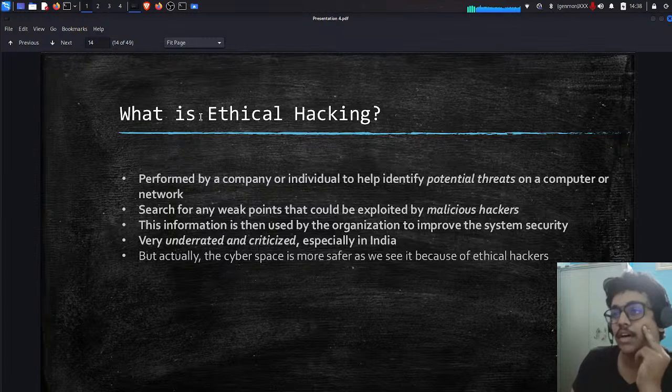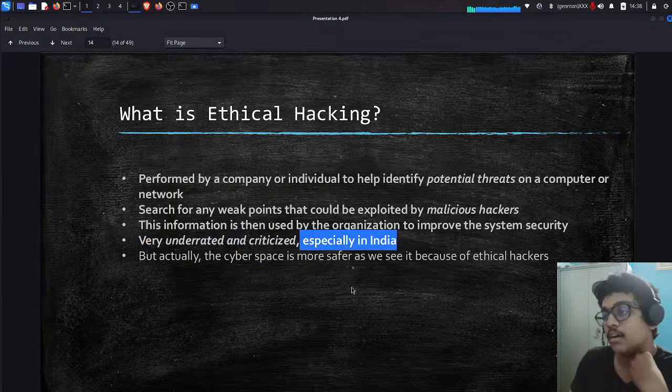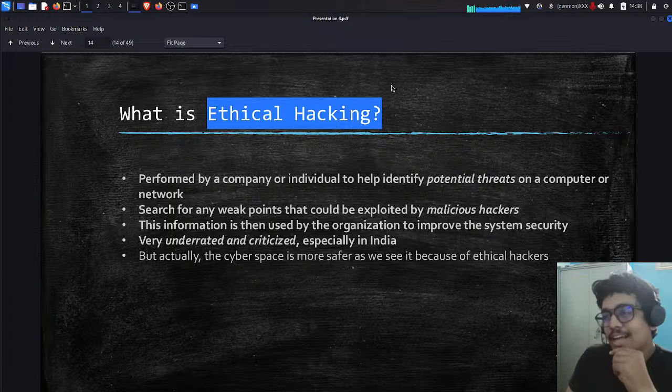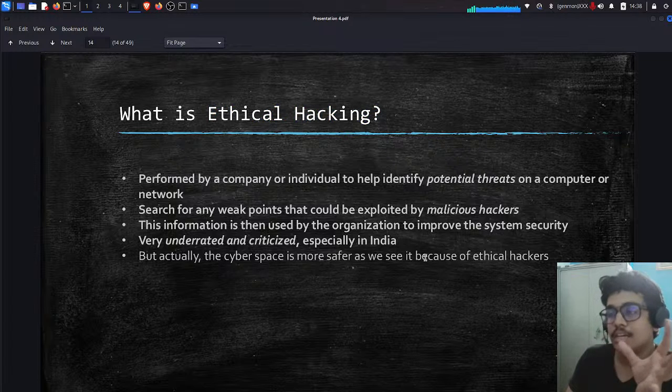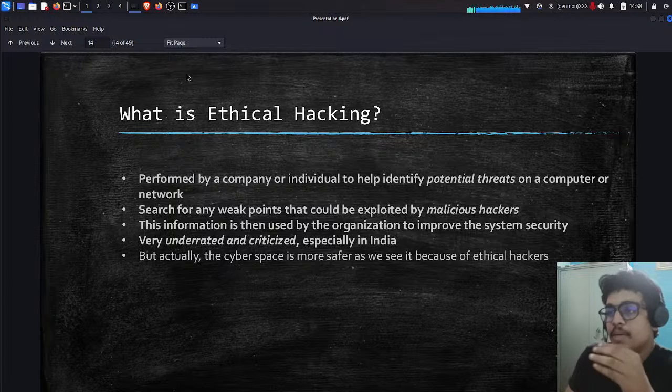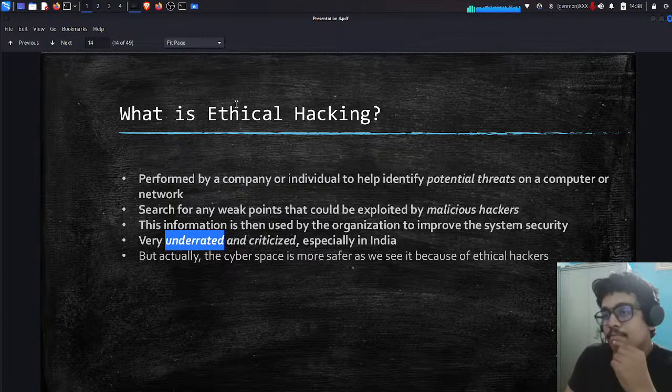So ethical hacking is still very underrated and criticized, especially in India. If you go outside India, ethical hacking is very famous, but in India, if we talk about it, it is still criticized and seen with bad intent, as hackers are considered bad. They do not know the difference between good hackers and bad hackers. So it is still underrated, and this profession is not known to many people.